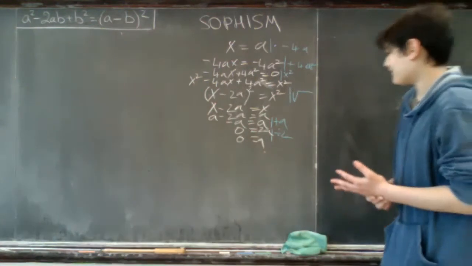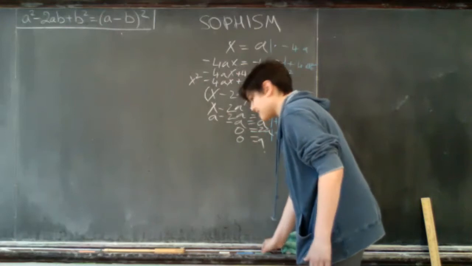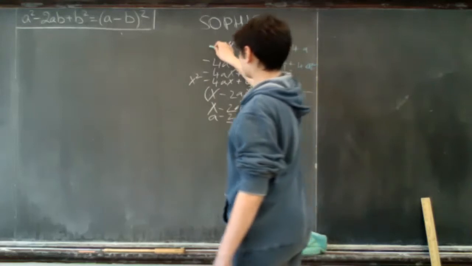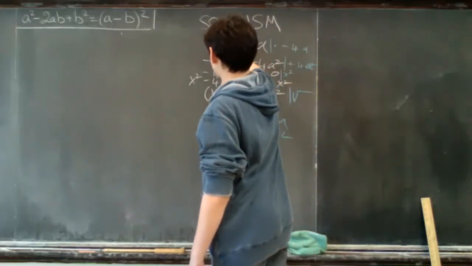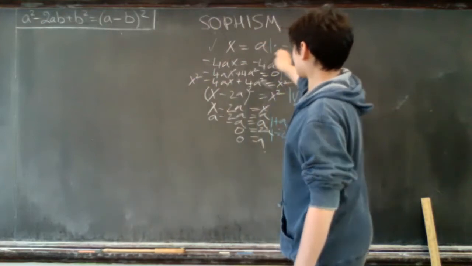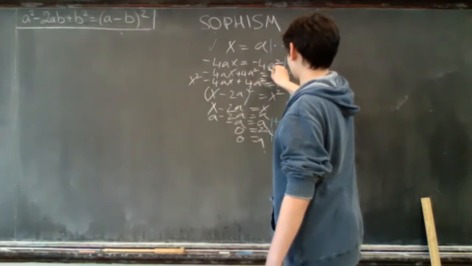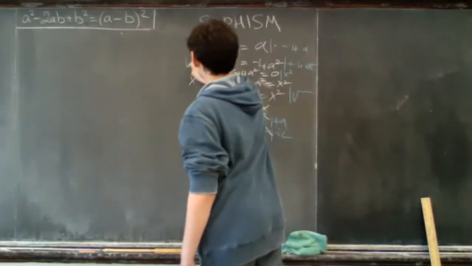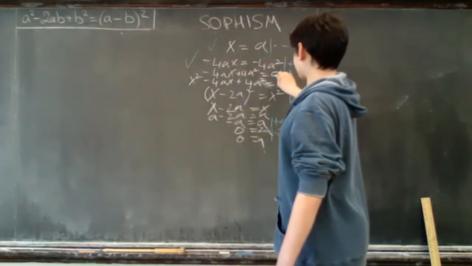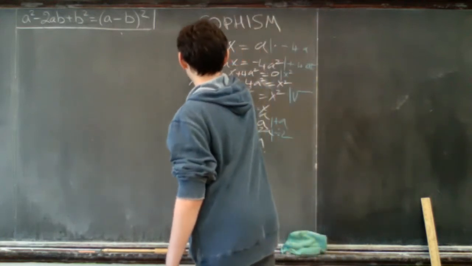So, obviously that's not the case. So I'm going to go through step by step to show you where it went wrong. So this x equals a, that's just a statement. That is correct. The solution here is a, and I multiply that by negative 4a, and I end up with negative 4a squared. That is correct. Next, I add 4a squared, and I get 0. And negative 4a squared plus 4a squared is 0, so that is correct.